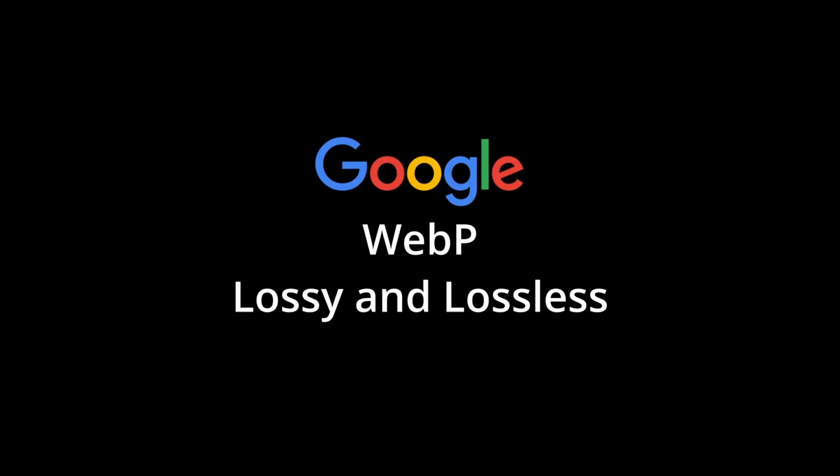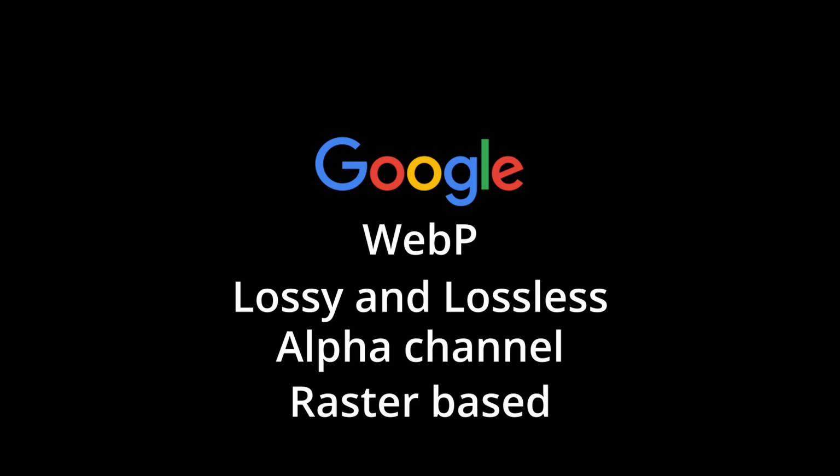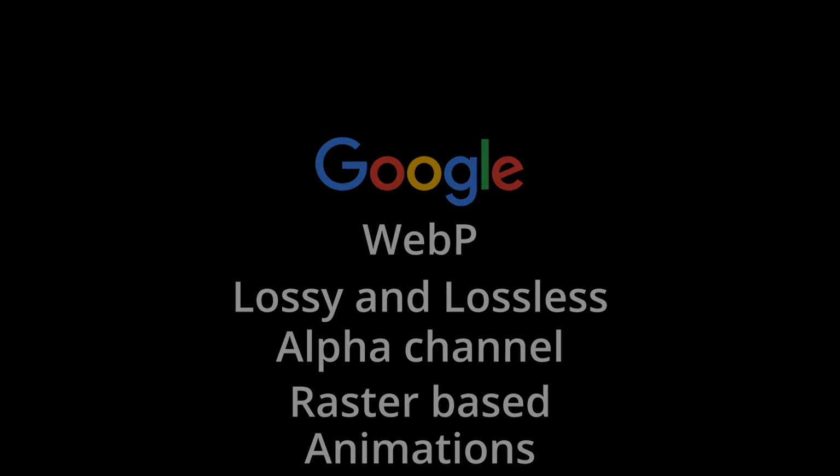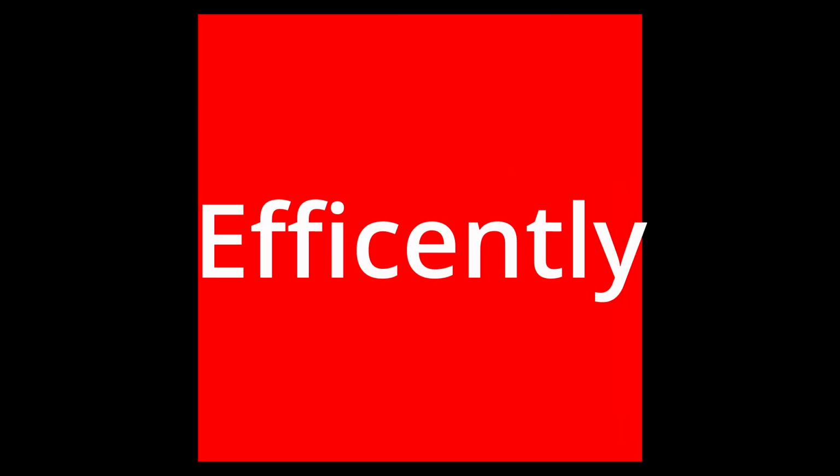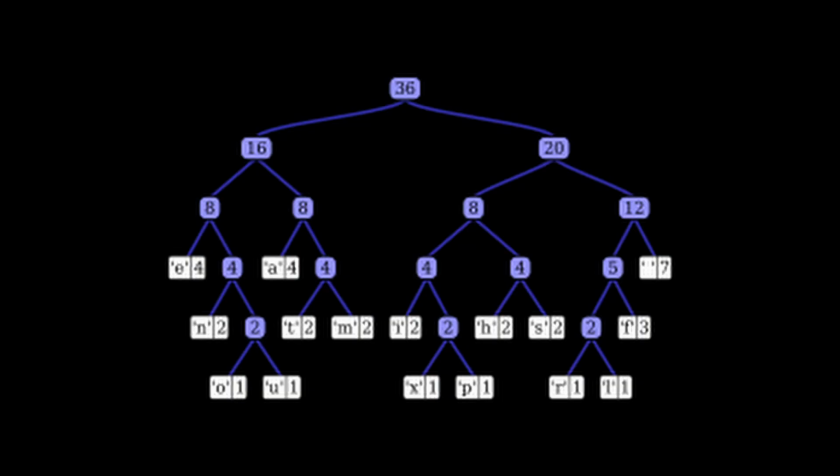WebP is designed by Google and supports both lossy and lossless compression. WebP supports an alpha channel and is also raster based. WebP also supports animation similar to GIFs, but with better compression efficiency and higher color fidelity. The lossy compression uses techniques similar to JPEG, leveraging predictive coding and transform methods to efficiently reduce file size while preserving visual quality. Lossless WebP, on the other hand, uses advanced entropy coding and methods inspired by PNG to shrink the file size without any data loss.